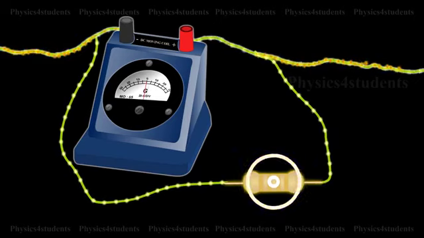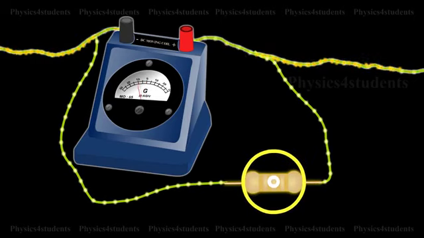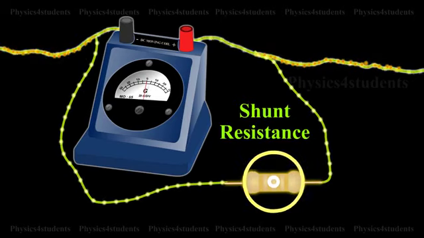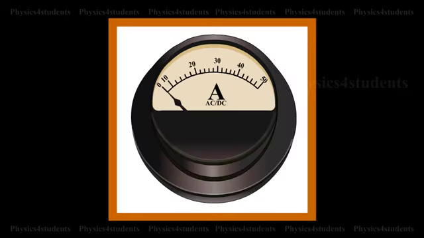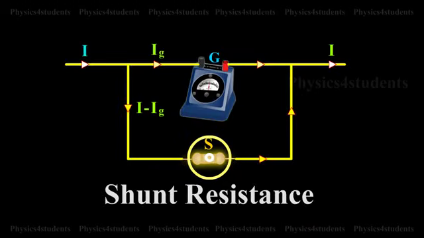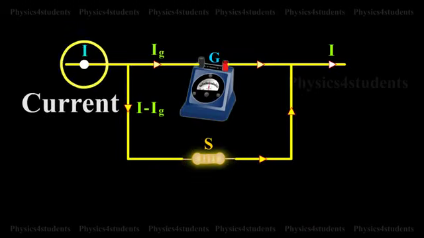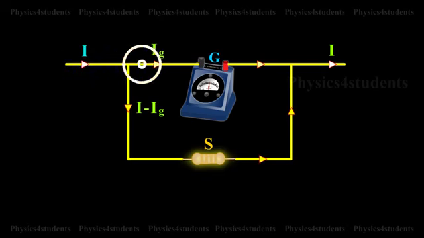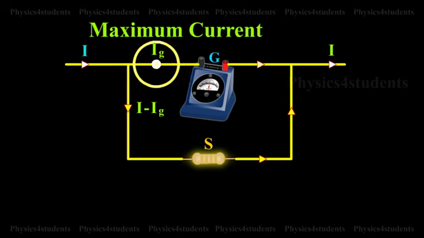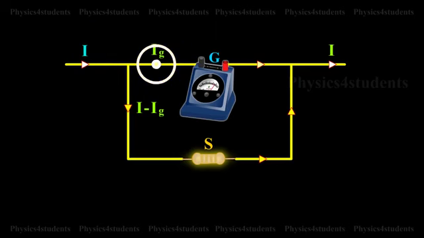The low resistance connected in parallel with the galvanometer is called shunt resistance. The scale is marked in ampere. The value of shunt resistance depends on the fraction of the total current required to be passed through the galvanometer. Let Ig be the maximum current that can be passed through the galvanometer. The current Ig will give full-scale deflection in the galvanometer.